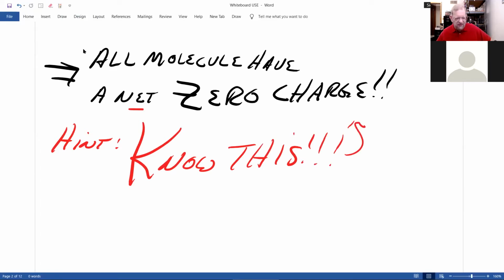All molecules have a net zero charge. That means all ions in a molecule, the charge has to add up to zero. Now, you can't change the charge of an ion, but you can change how many they are.